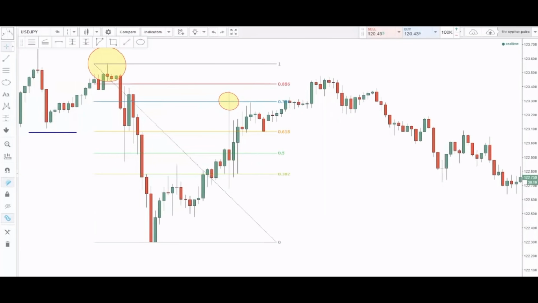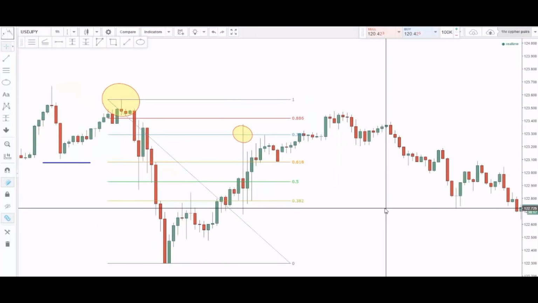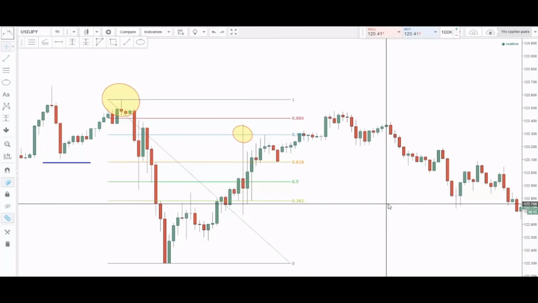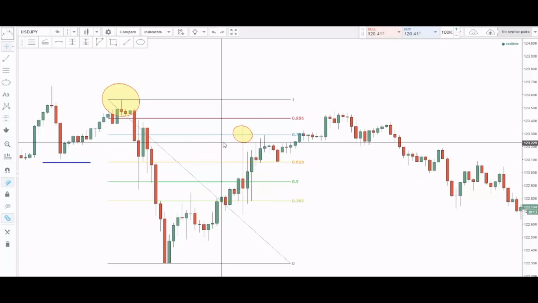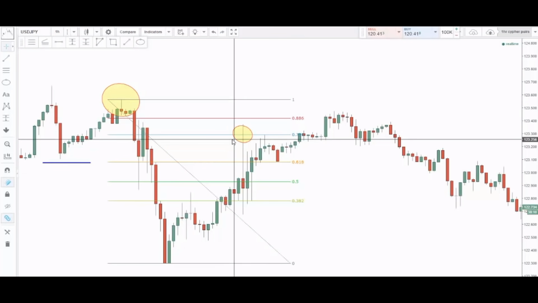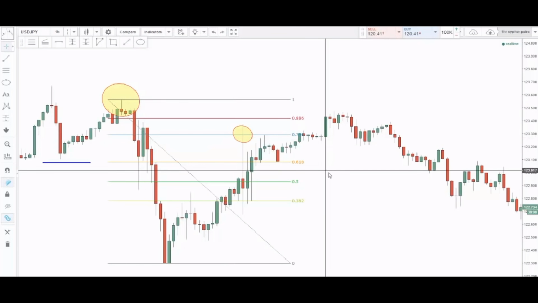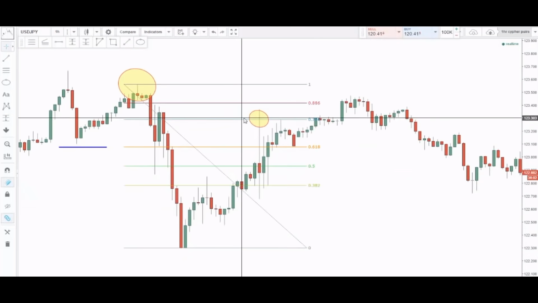So I hope that helps you to better understand the 786 strategy. As I said before, leave me a comment if there's something you don't get about this strategy, and I'll try my best to answer it in the comment section below this video. I'll now be showing you a live example on the Euro Aussie 15-minute chart.